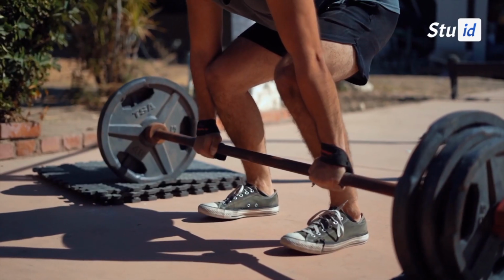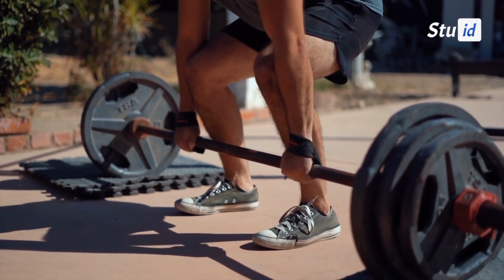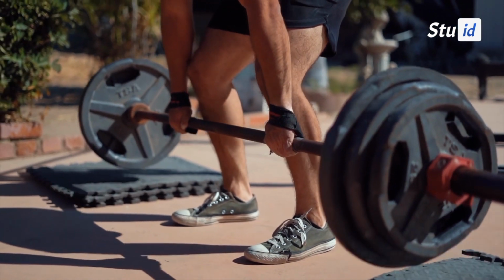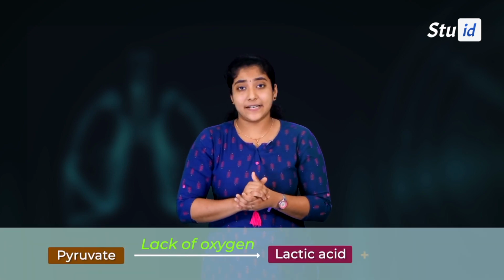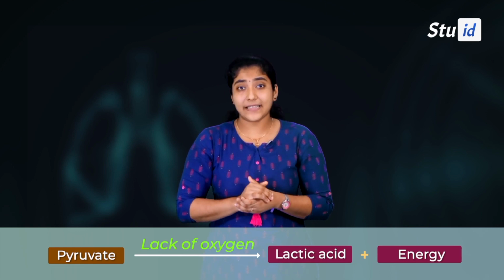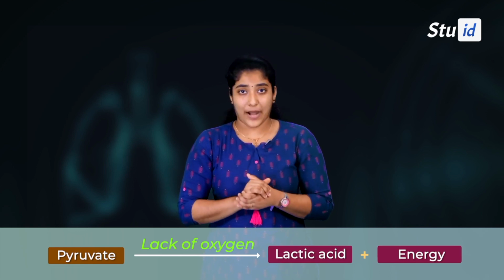But there is also one more condition. When you are doing heavy exercise, have you ever felt fatigue or cramps in your muscles? This is because of the lack of oxygen in the muscles. See, when you are doing something heavy like this, the pyruvate is converted into lactic acid that will accumulate within the muscle and cause these cramps.